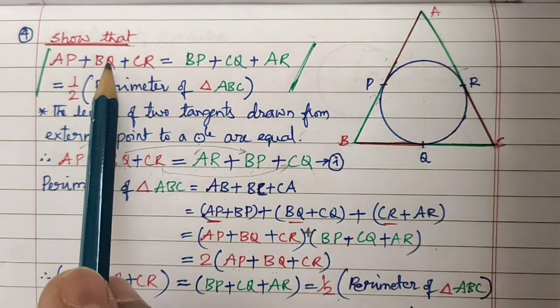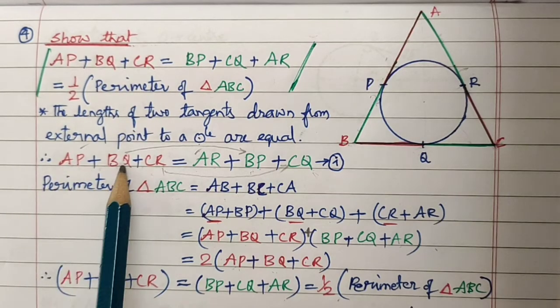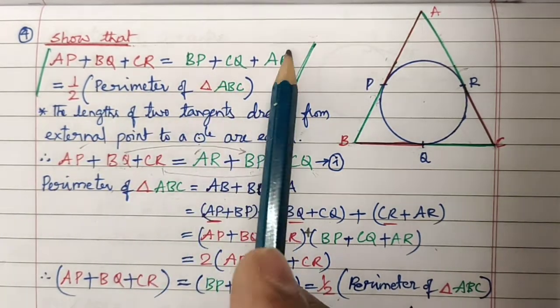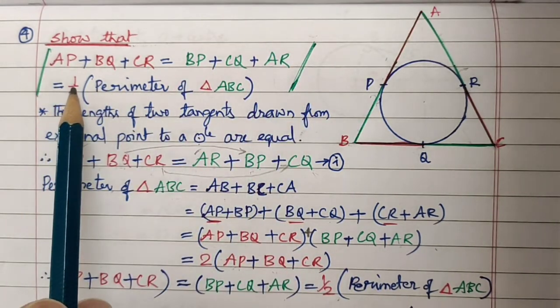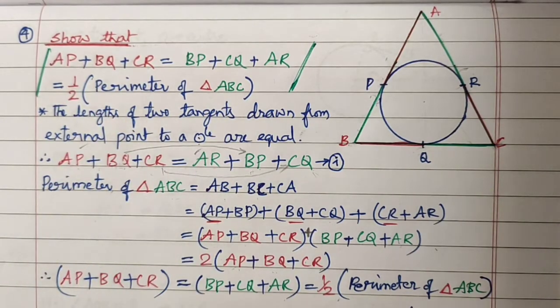See, this first part we have proved: AP plus BQ plus CR is equal to BP plus CQ plus AR. We need to prove the other part, that this is equal to half of the perimeter of triangle ABC. Then let us take the perimeter of triangle ABC.